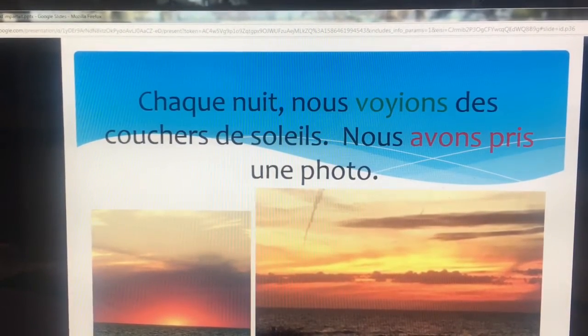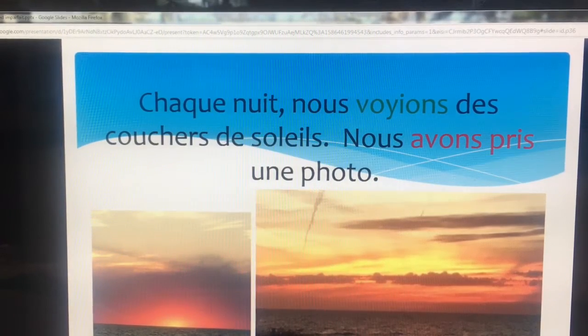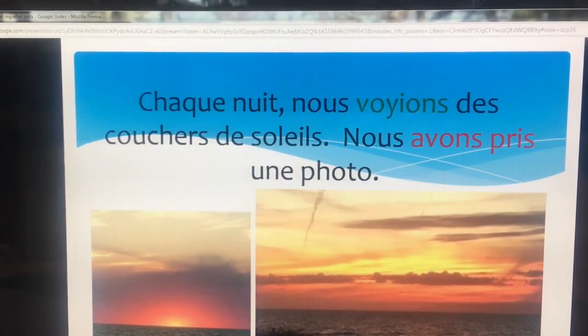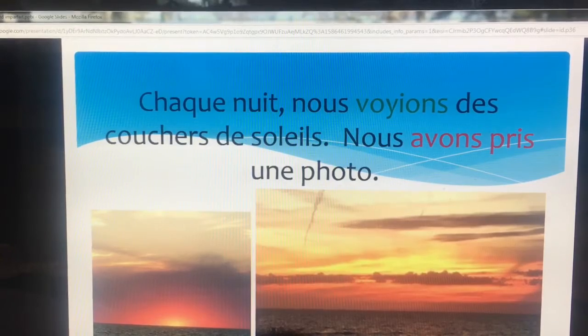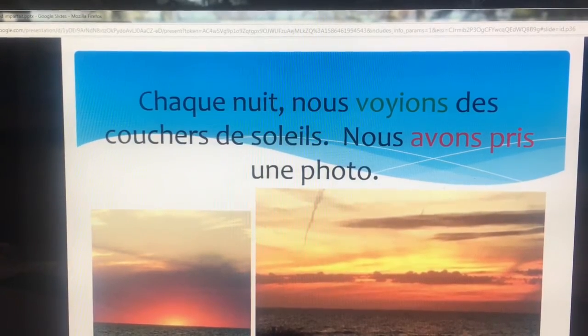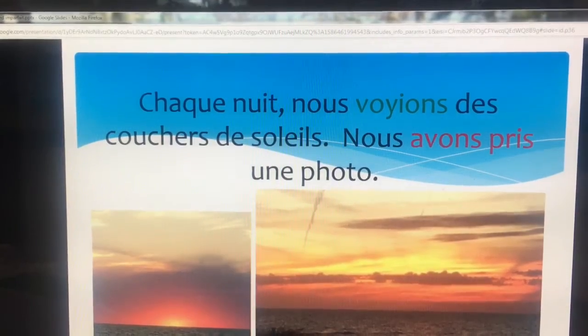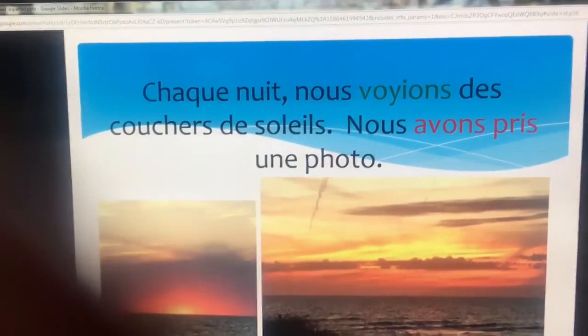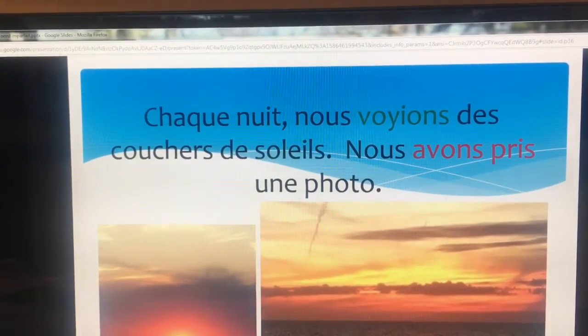If we wanted to say each night, we saw some sunsets and we took a photo. So every night we saw sunsets. So nous voyions, imparfait. And we took a photo would be passé composé. So that is just some examples of imparfait versus passé composé.